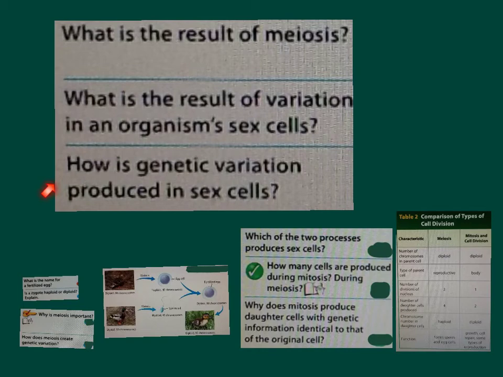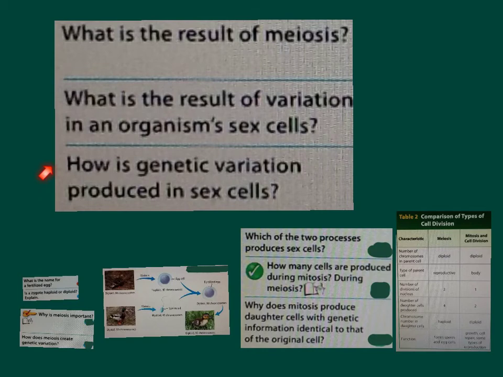What is the result of meiosis? The second one, what is the result of variations in an organism's sex cells? Or the third one, how is genetic variation produced in sex cells? One of those three. Answer it to the best of your ability, please.